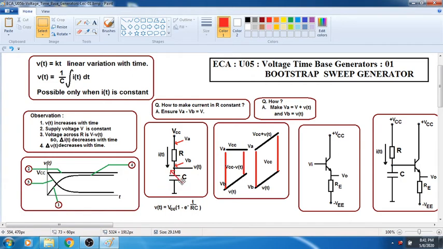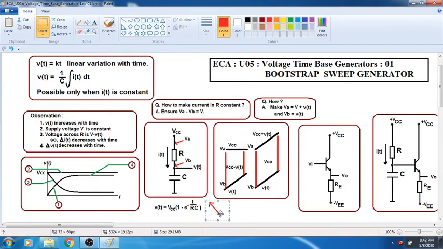That means whenever I open the switch here, the capacitor will charge to VCC. Whenever I close the switch, the capacitor will be discharging through the switch. Just remember that point. So when I open the switch across the capacitor, it will be providing the trace. Whenever I close it, it will be providing the retrace. So that we will discuss in another video.